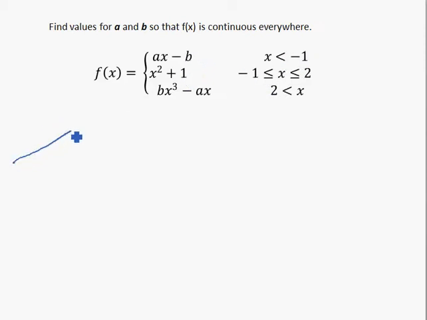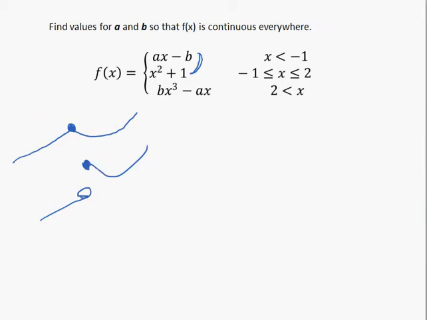We want this top function to end somewhere, and it's going to be an open circle because it's not equal to. We want this function, x squared plus 1, to start right where this function leaves off, so that it meets and it's continuous. If these two pieces do not meet, then we're going to get something like this going on, and it's not going to be continuous.